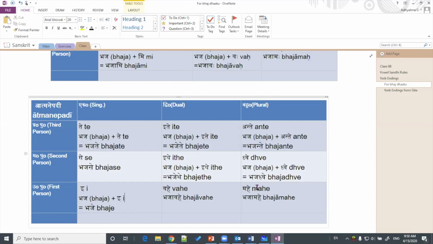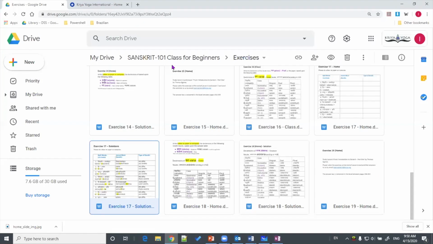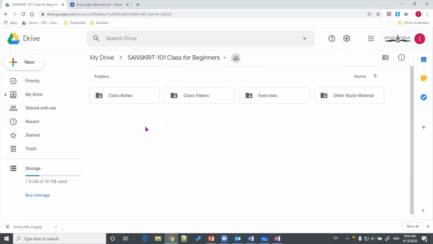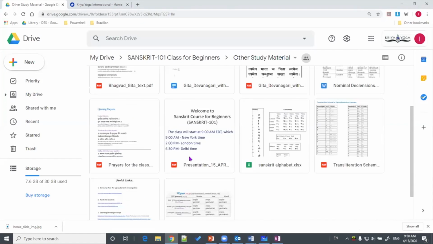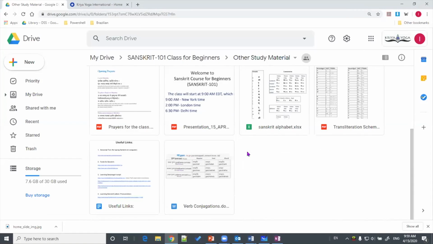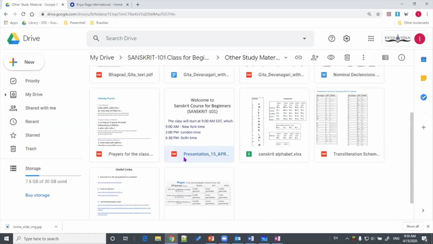I cannot find the PPT in the drive. I am not sure if the information that I can see is updated. I'll show you where is the PPT on the drive. If you go to this drive, Sanskrit class for beginners, and if you go to other study material, and here is the presentation file, 15th April. So this is updated today. So you can find it here in this file. Okay.